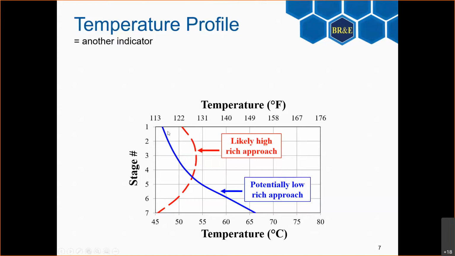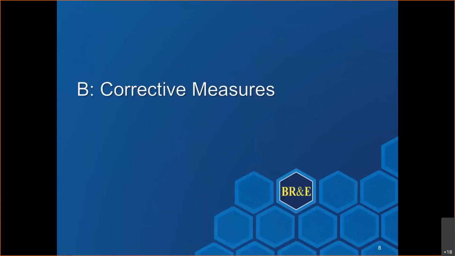It also can tell you something about the opposite case. So if you see a temperature profile similar to this, if you have a few thermocouples along the absorber or you have an infrared thermometer, you might see something like this, and it might tell you that your rich approach is too low, that you might be over circulating. Okay, so this was the concept of approaches.